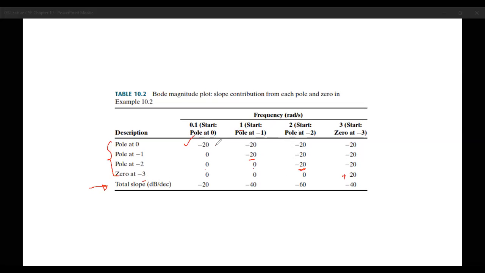So at each and every point we have to calculate the total contribution. Only this one is contributing, so minus 20. Now this 2 is contributing minus 60 dB per decade. And here this 3 is minus 60. And because of the contribution of this one, you will have a minus 40 dB per decade. Okay, so let us draw this diagram on the semi-log graph.